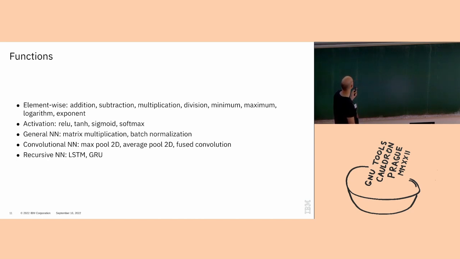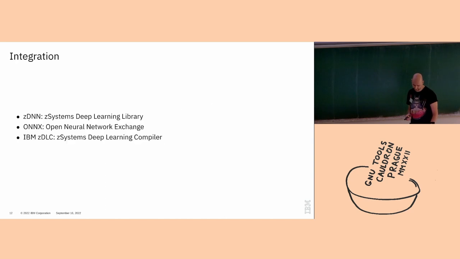For general neural network support, we have matrix multiplication and batch normalization. That's, I think, normally used, especially the last one, during training. And for convolutional neural networks, as far as I know, for image recognition, there are max pool, two-dimensional average pool, and of course, convolutions themselves. And finally, for recurrent neural networks, which are, as far as I know, used for working with text, we have LSTM and GRU functions. So that's all there is, but I would say quite a lot for today's state-of-the-art machine learning.